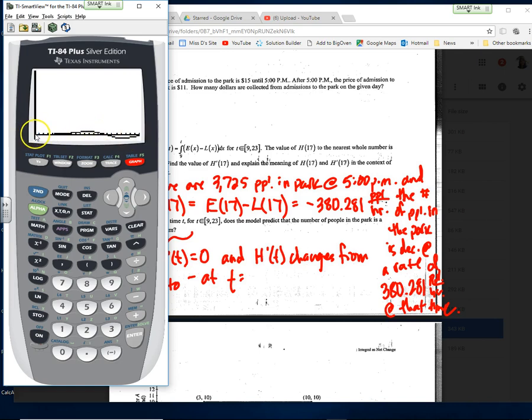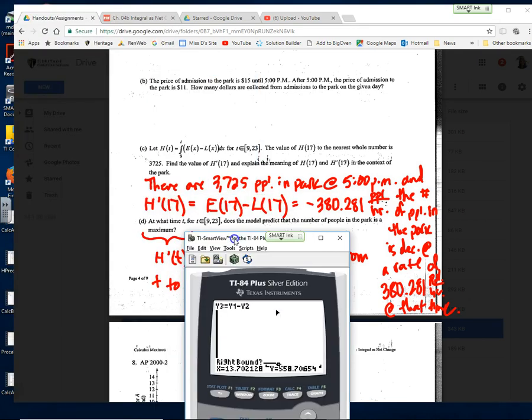So it came from 0 because there were 0 people in the park in the morning. There weren't that many people coming in. And then it reached its peak as far as the rate of change, but here's where H prime equals 0. So I'm not looking at the maximum of the rates. I'm looking at the maximum number of people, which I will find by finding the 0. This is the graph of E minus L, and E minus L is H prime.